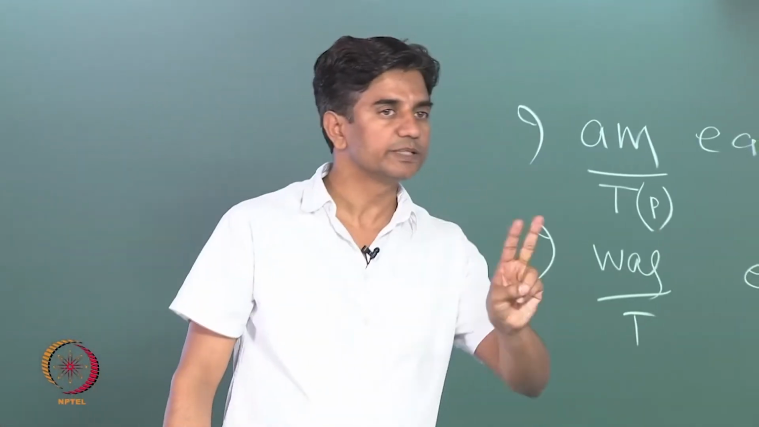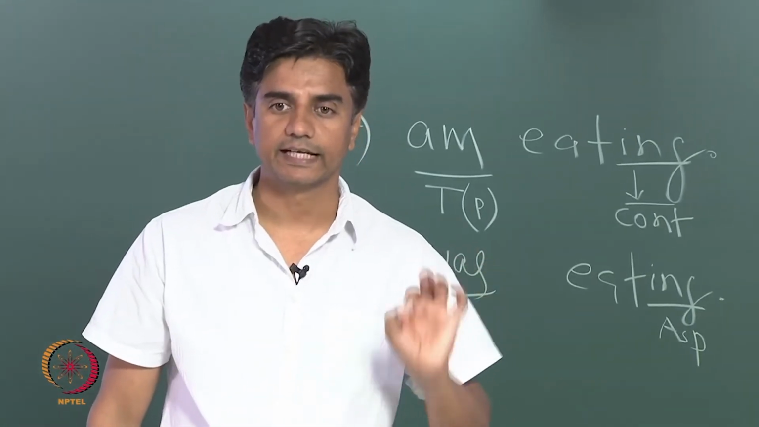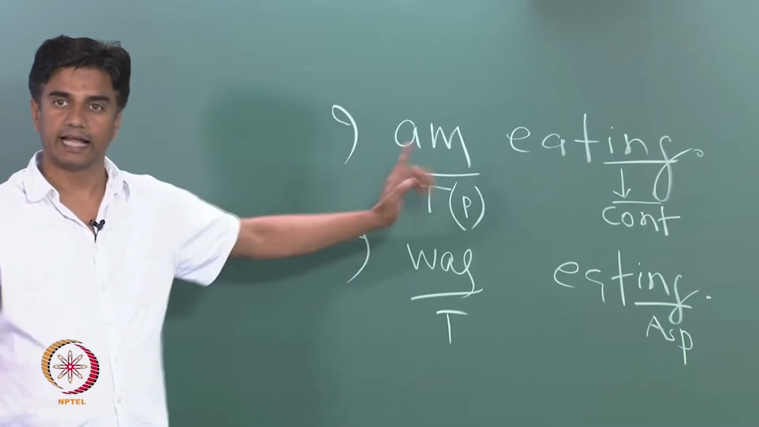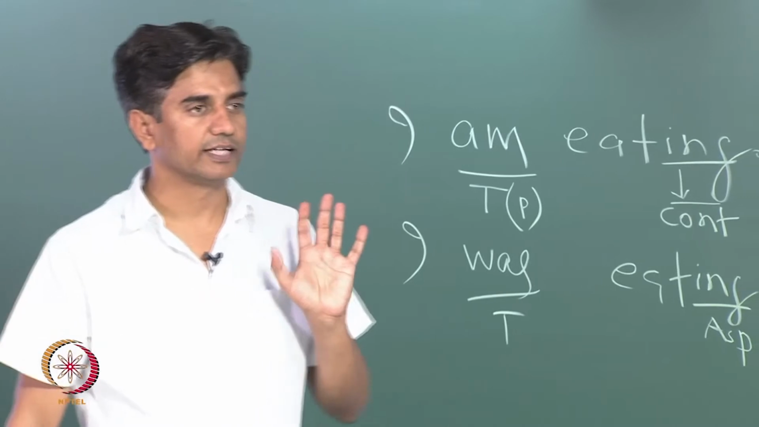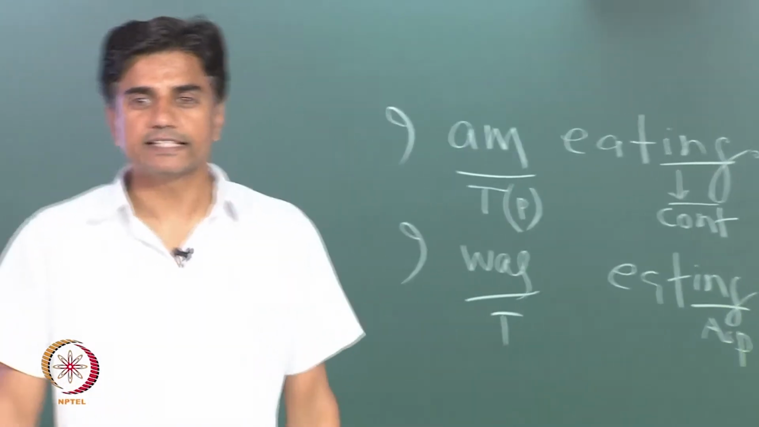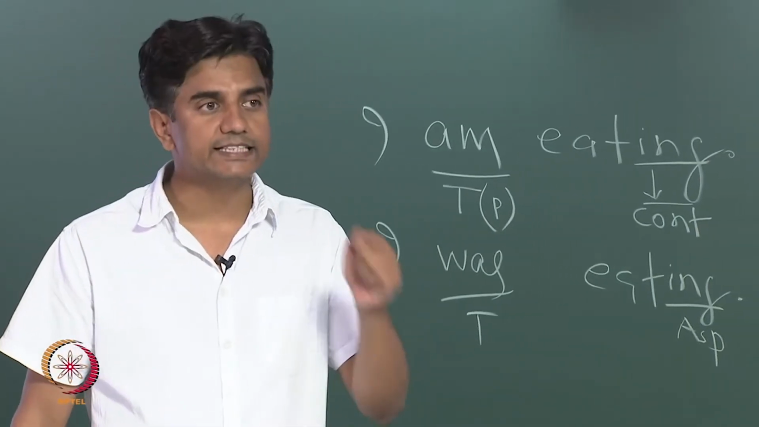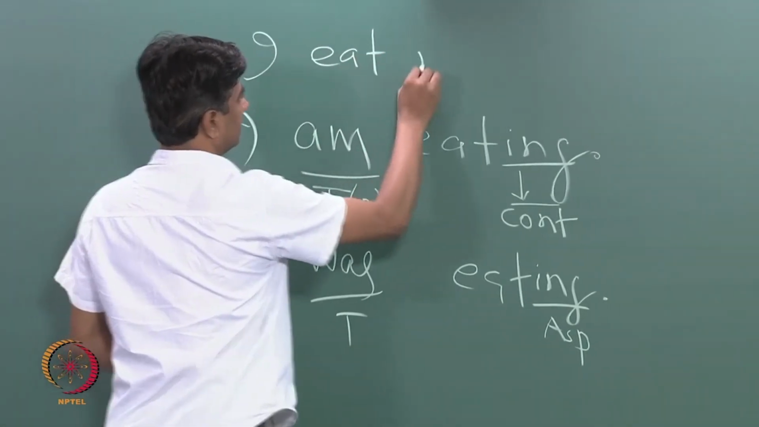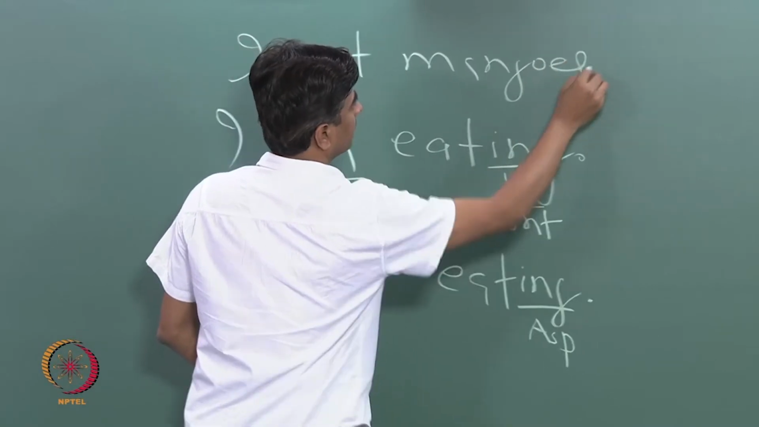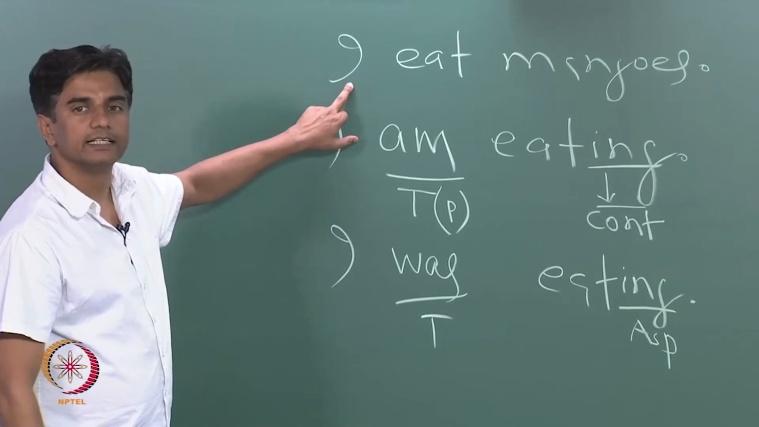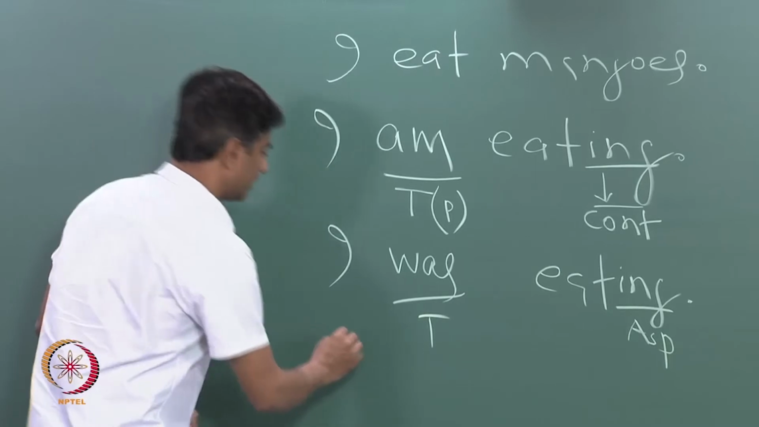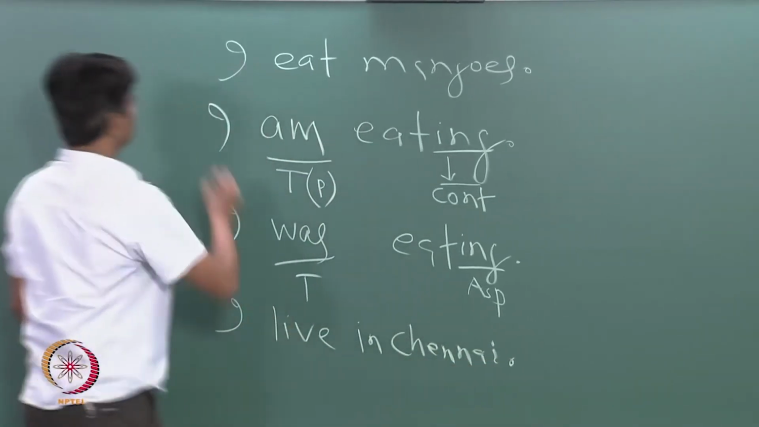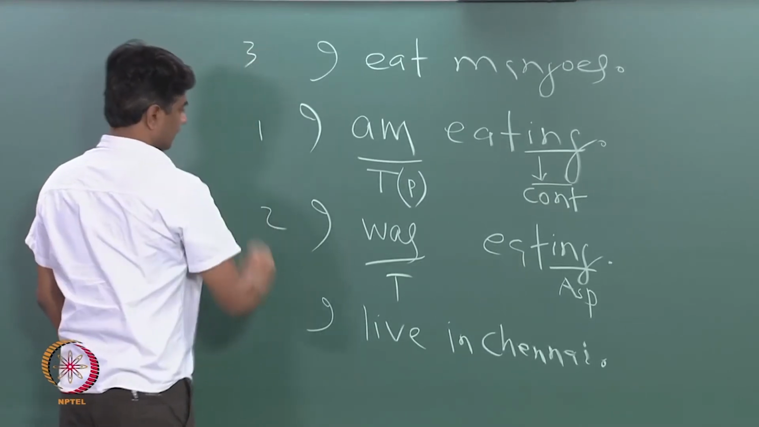The two things are not going to be the same thing. They are two different elements in a sentence. As a matter of coincidence, in this case, both tense marker and aspect marker are visible. Can we see both of them? They are visible. In some cases, they are not going to be visible. At least tense markers are not going to be visible. When we say this sentence, what is the sentence? I eat mangoes. Or for that matter, I live in Chennai. So 1, 2, 3 and 4.